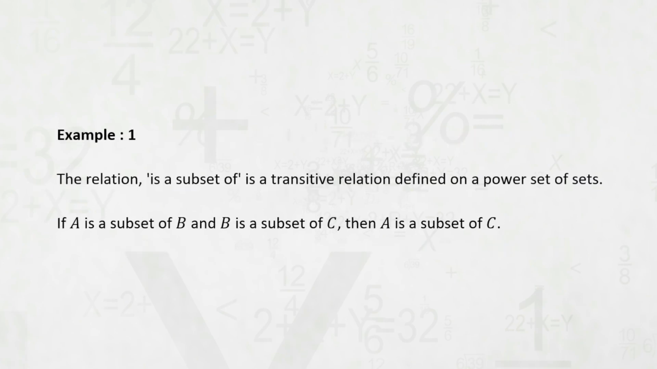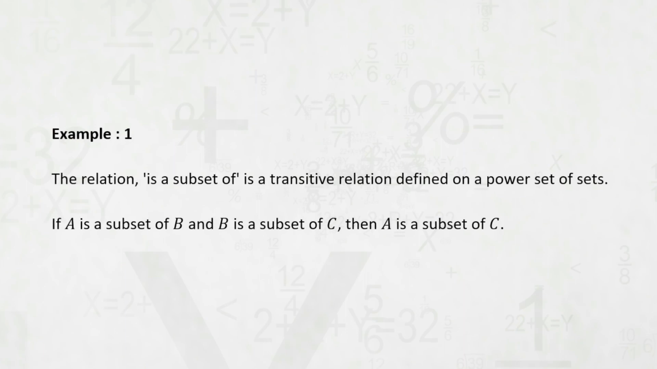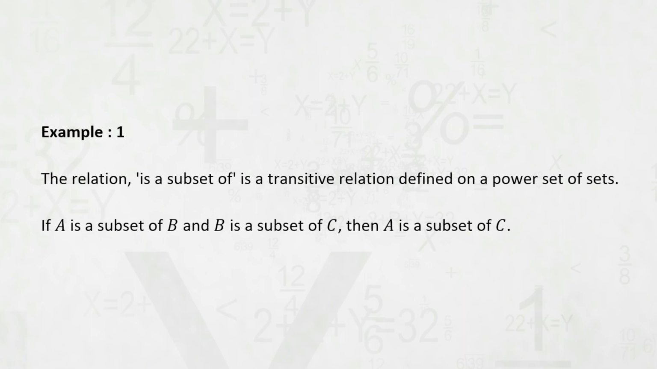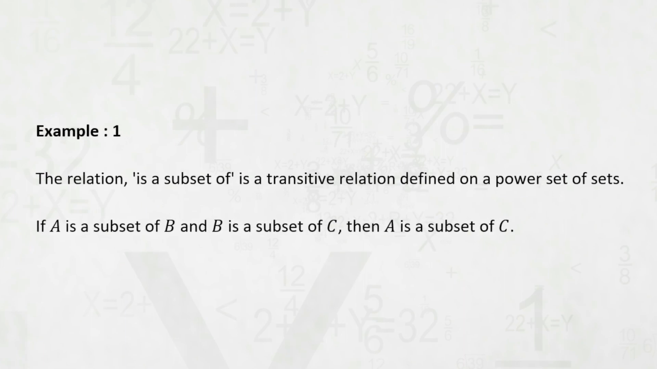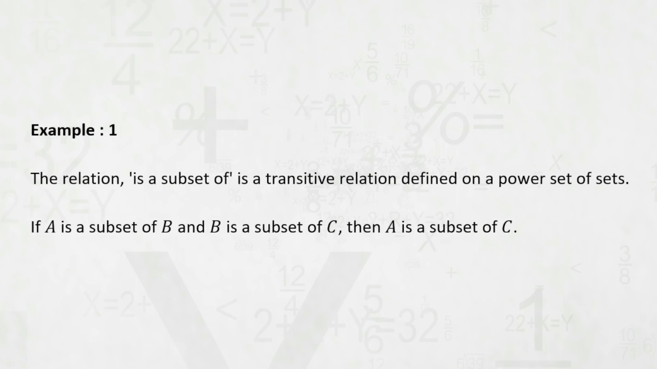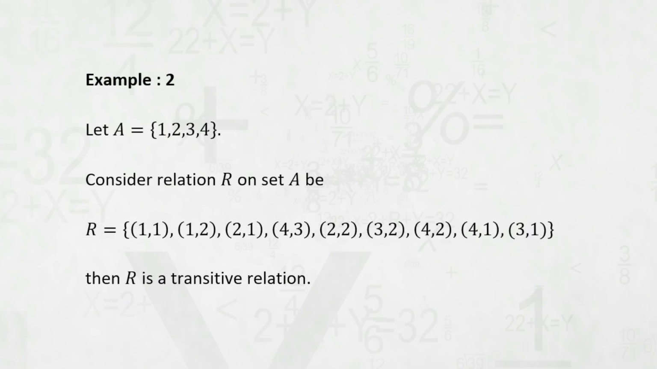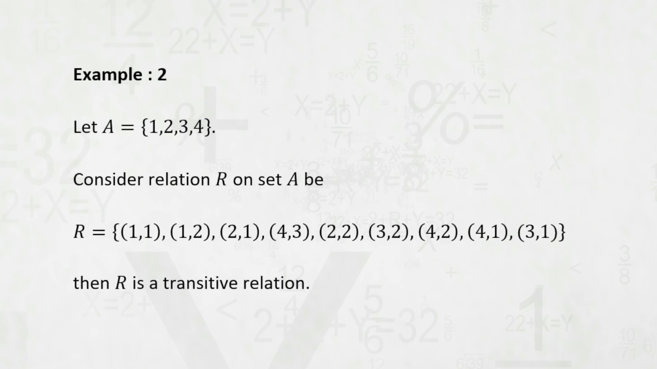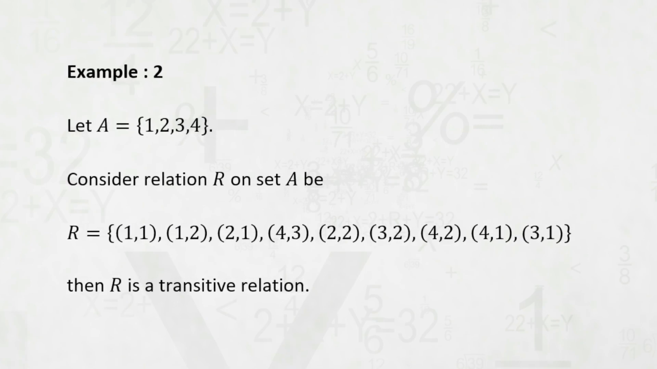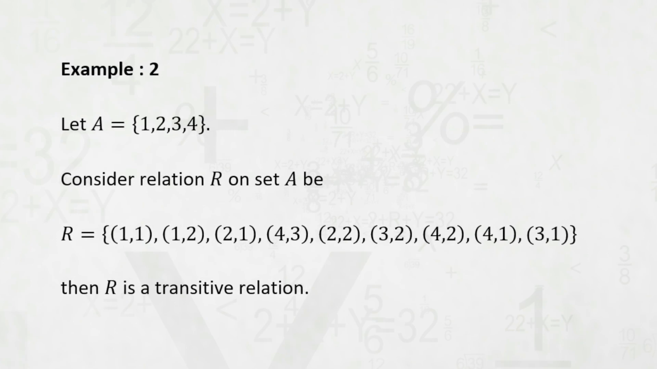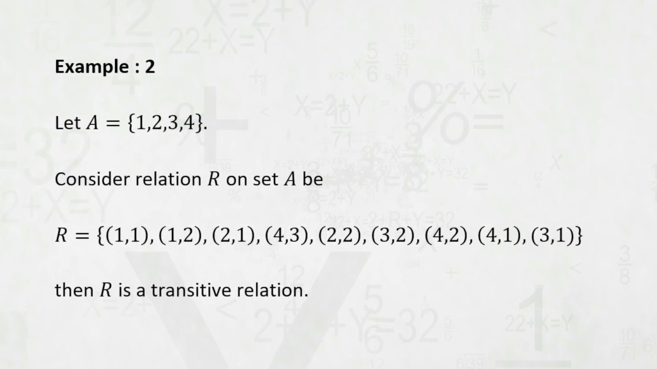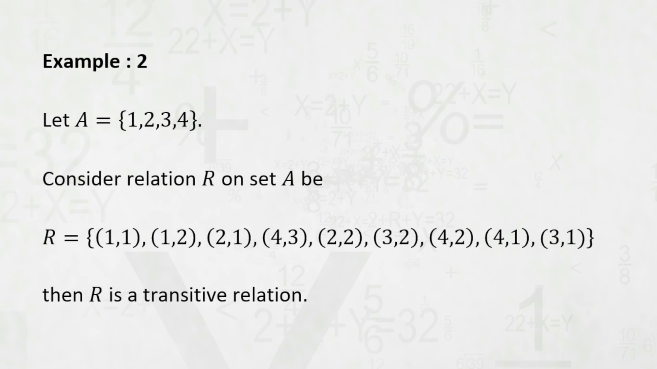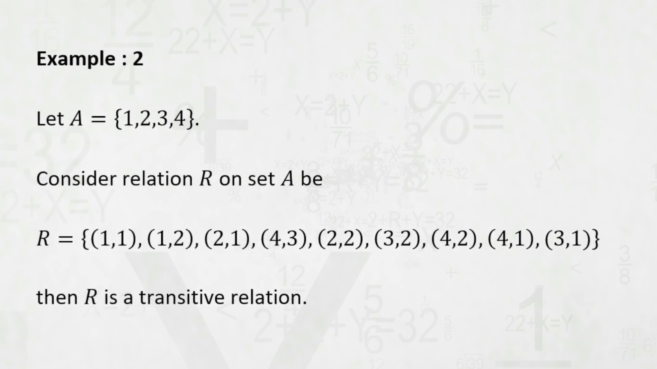Example, the relation "is a subset of" is a transitive relation defined on a power set of sets. If A is a subset of B and B is a subset of C, then A is also a subset of C. Let A be defined as a set of elements 1, 2, 3 and 4. Consider the relation R on set A to be defined as the set of all ordered pairs (1,1), (1,2), (2,1), (4,3), (2,2), (2,3), (2,4), (4,1) and (3,1). Then R is a transitive relation.